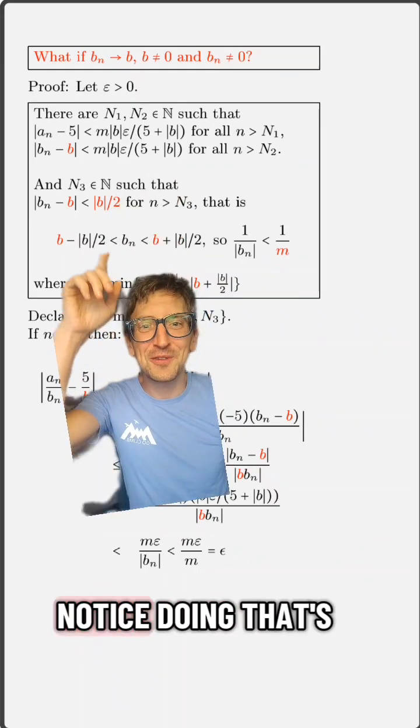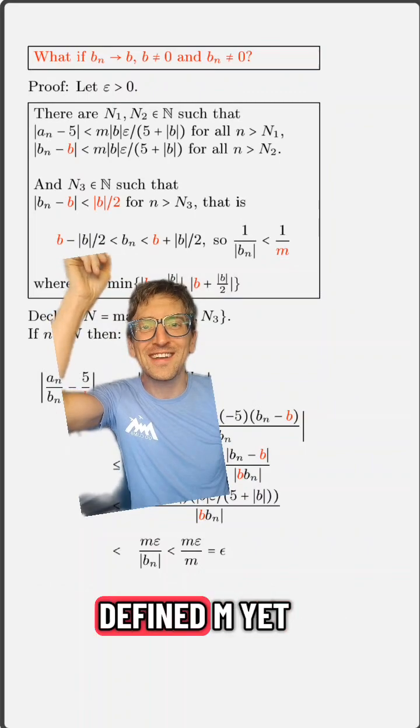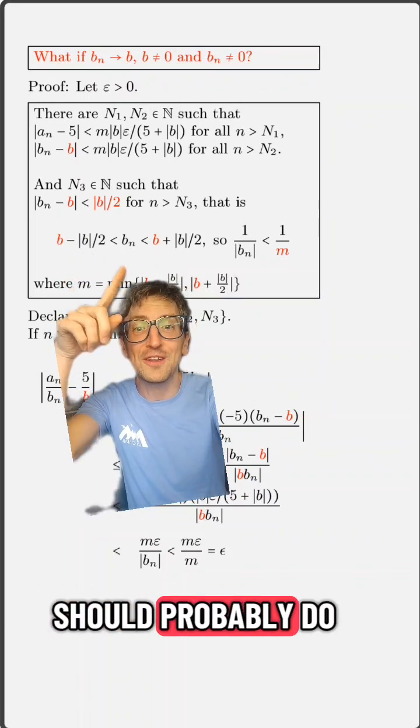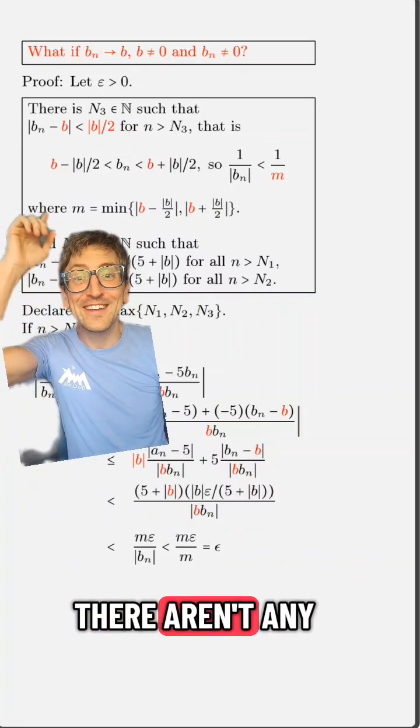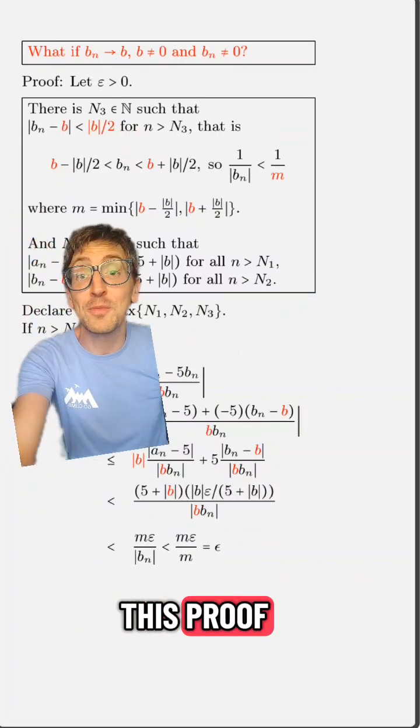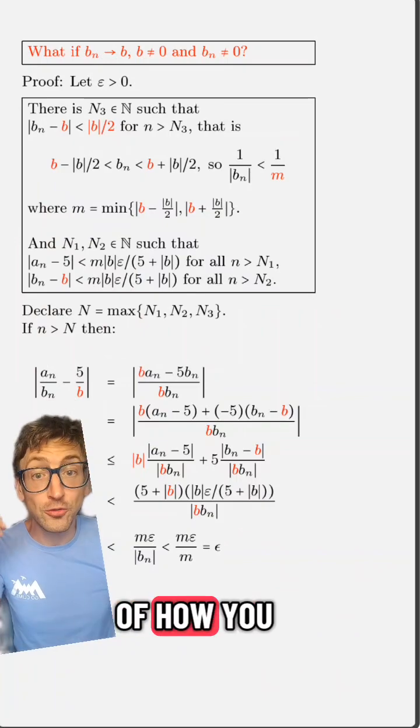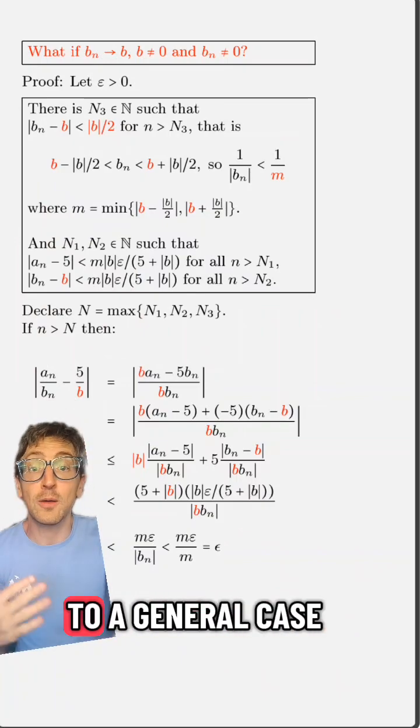And if you notice, doing that's a little awkward because we haven't defined m yet. And so we should probably do this part first. So I hope there aren't any typos in what I wrote in this proof, but this is the basic idea of how you would change that from a 7 to a general case.